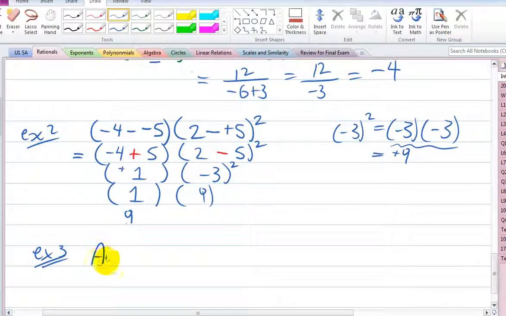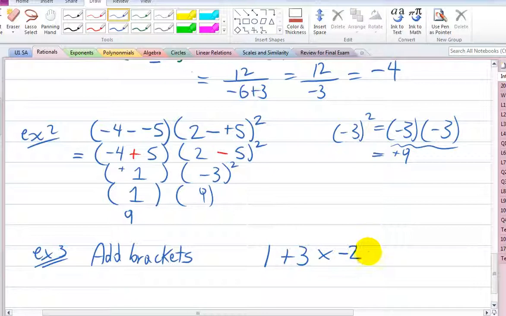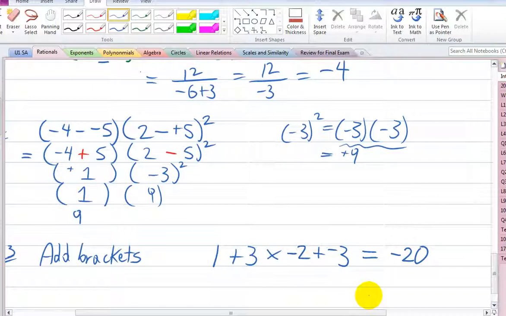Add brackets to make a true statement. So if we have here, oops. Okay. Add brackets to make that a true statement. So write it down first. This is going to be guessing and checking. But have a look at BEDMAS.